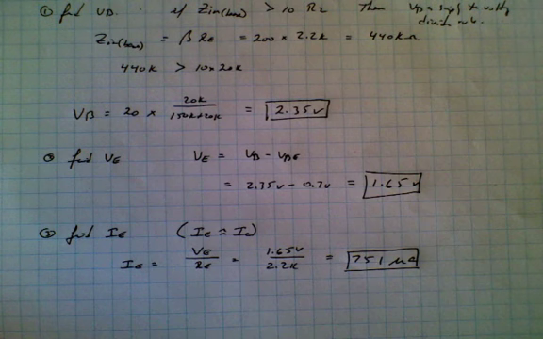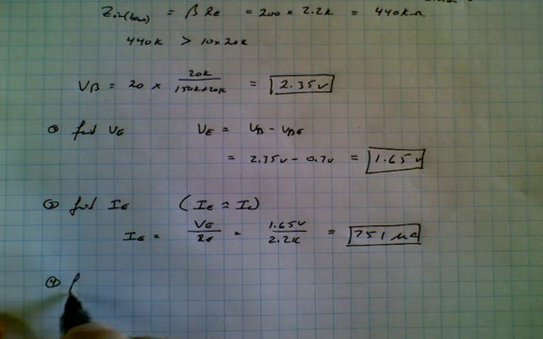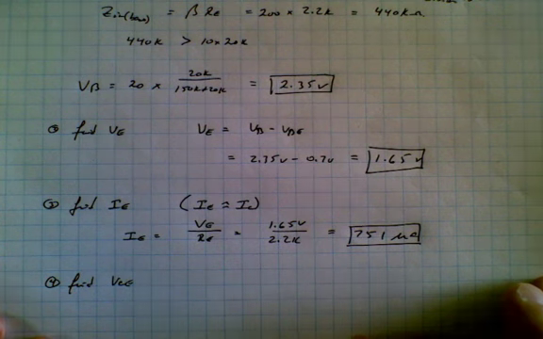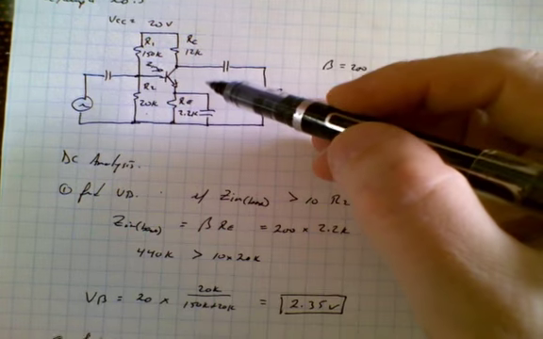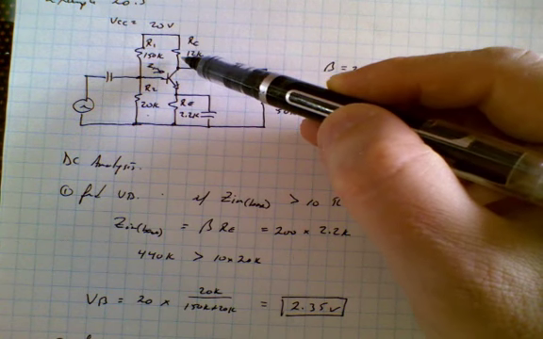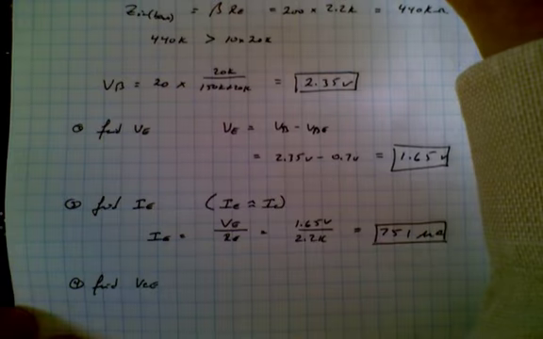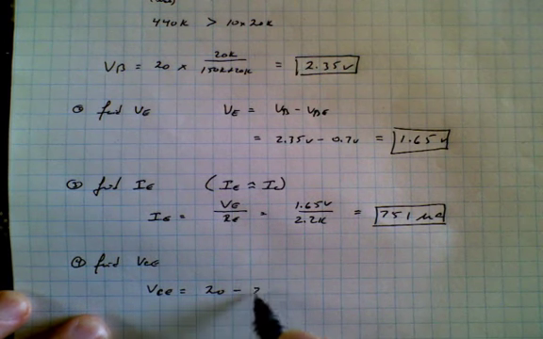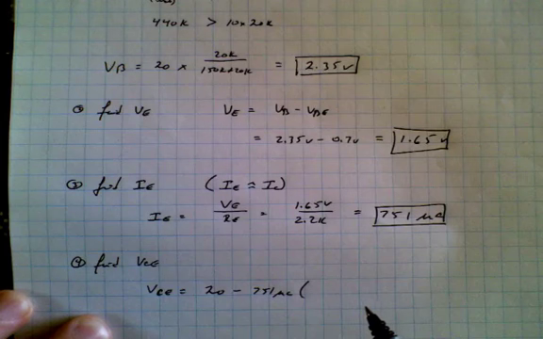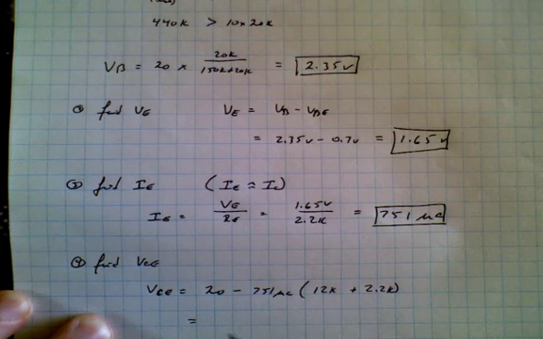The next thing that we want to find out is the voltage collector to emitter. Because we're going to say that the emitter current and the collector current are basically the same, the voltage collector to emitter is simply going to be VCC minus the drop across here and minus the drop across here, and that'll leave only the drop across collector to emitter. So VCE is going to be equal to 20 minus 751 microamps times the collector resistor, which is 12K, plus the emitter resistor, which is 2.2K, and that comes out to 9.33 volts.